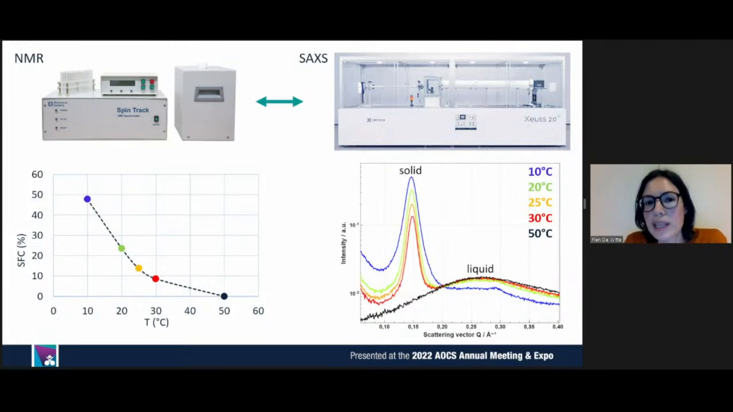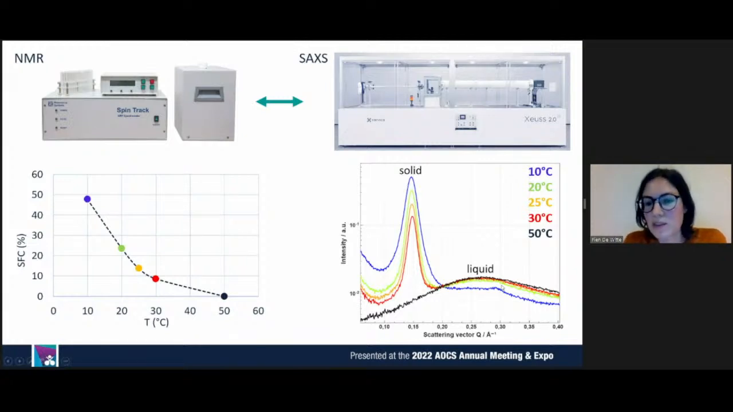On the other hand, I would like to propose small angle X-ray scattering, or SAXS. It is a technique that is often used to characterize distances in partially ordered materials. For example, if we have a fat that is partially solid and partially liquid, for example the blue curve at 10 degrees, we will have a distinct contribution of the solid part and a distinct contribution of the liquid part of the fat. When we increase the temperature, the solid contribution decreases and the liquid contribution increases.